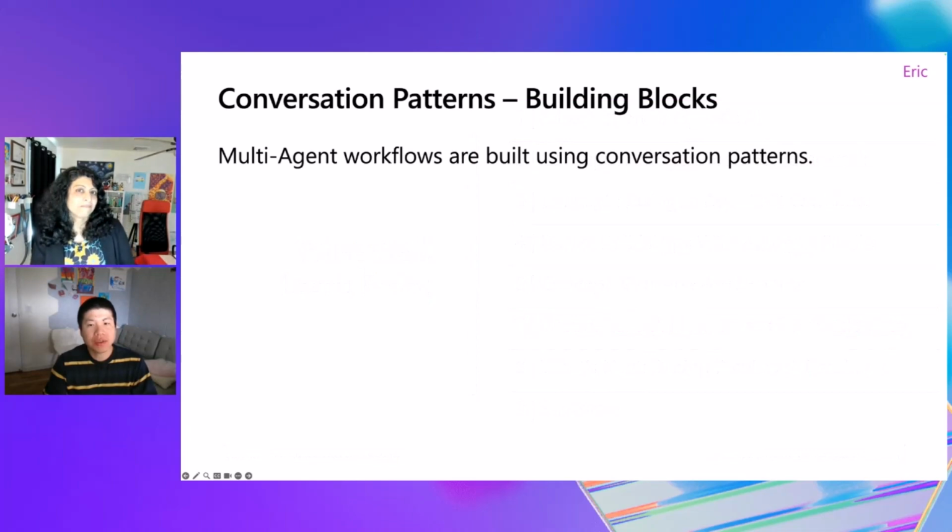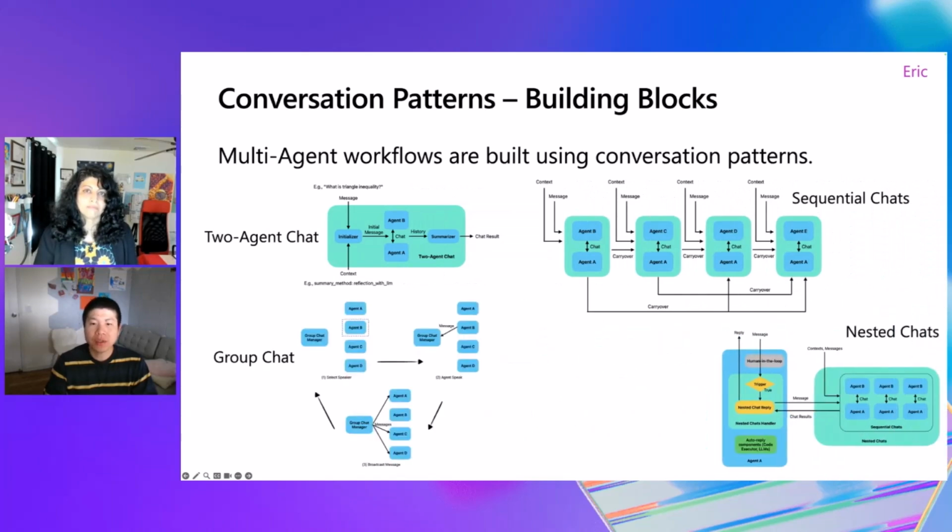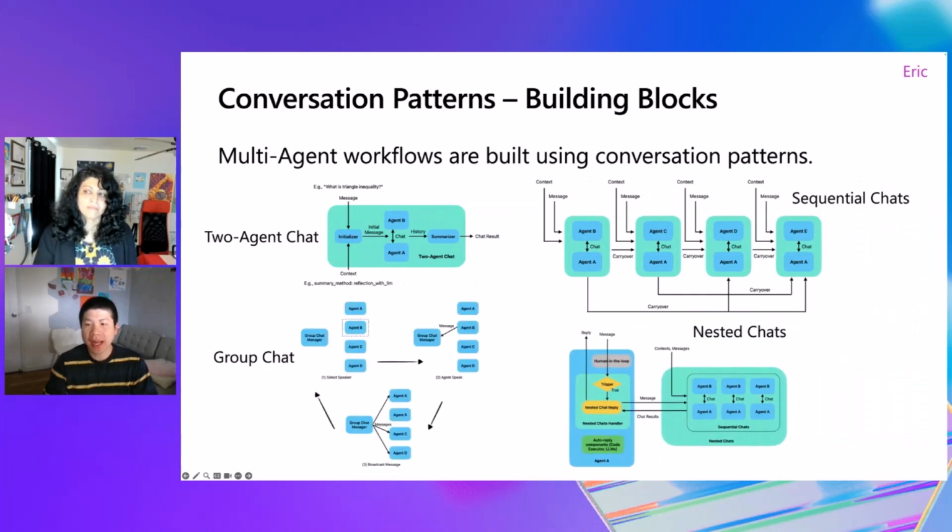So what are conversation patterns? Conversation patterns are the basic building blocks for multi-agent workflows. They define how agents in a workflow communicate and pass messages to each other. Different conversation patterns are suitable for different types of workflows, but you can also concatenate and nest them to create more complex ones. So Autogen Studio currently provides 4 conversation patterns.